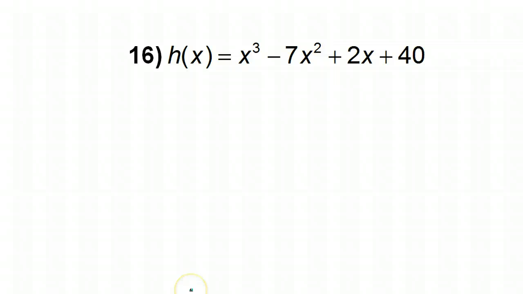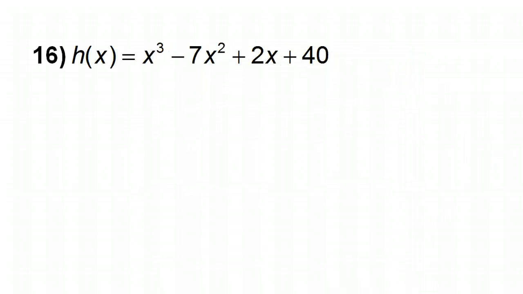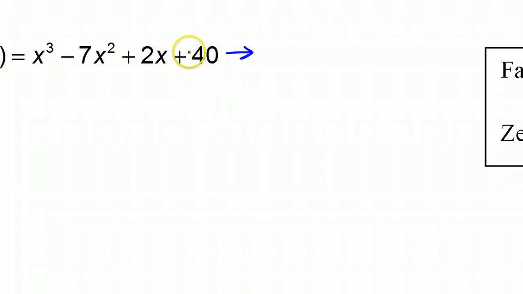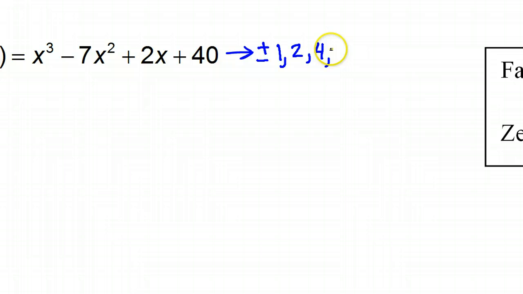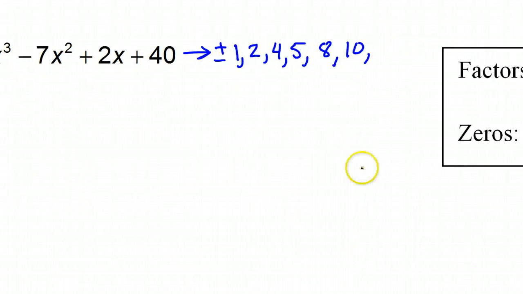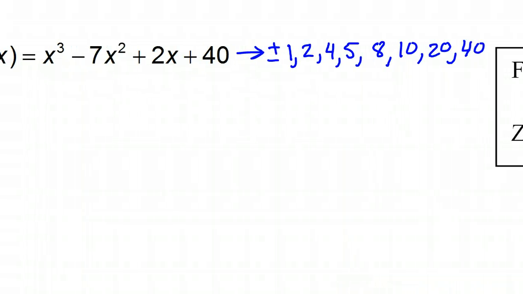Okay, number 16. Okay, those possibles, man. Let's talk about the possibles. All right, well, 40 is divisible by a whole bunch of stuff, so I may not even list all the possibles, but we know that it's going to be plus or minus 1, plus or minus 2. 3 does not go in, so we would skip that if we had to. But then we get up to plus or minus 4, plus or minus 5, not 6, not 7, but plus or minus 8, not 9, but plus or minus 10. Plus or minus 20 and 40. Okay, so those are the possibles.